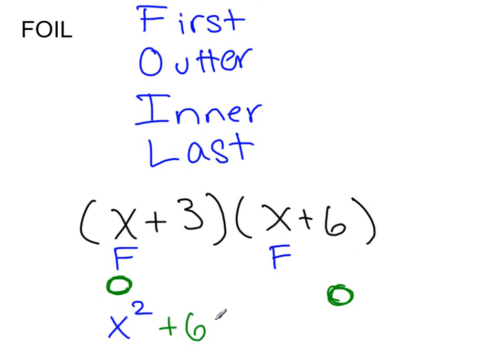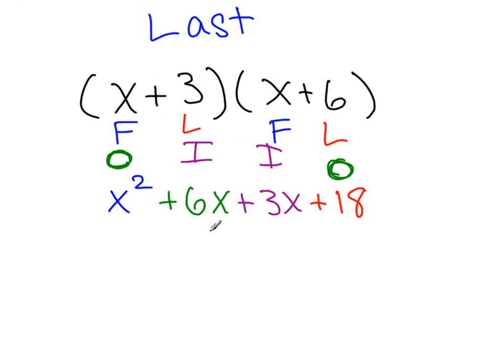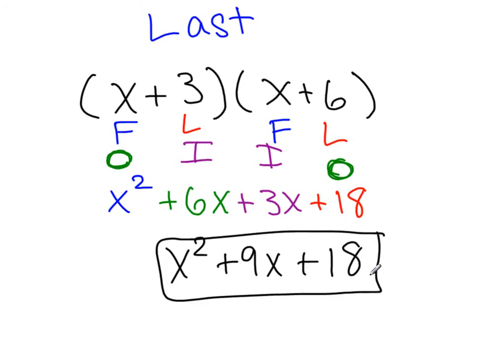So we have 6x. Then we'll head our way into the inner, so like the inside of this multiplication, in which we have 3 times x. And finally, we'll do our last term of the binomials, 3 times 6, which is 18. Which you can see is getting us the same thing. We'll go ahead, combine like terms, and we got x squared plus 9x plus 18. So FOIL is just a nice way to keep track of the distributive law.